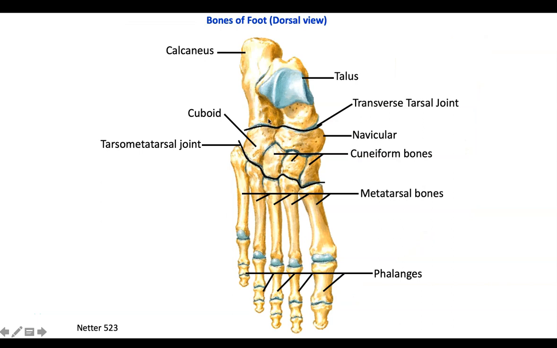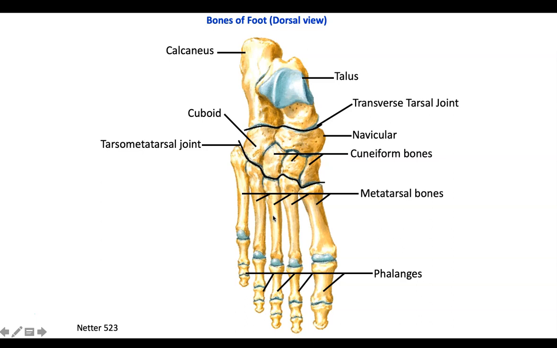There are joints between the bones of the foot. Between the tarsal bones, there is the talocalcaneal joint, which is also called the subtalar joint. This joint is between the talus and the calcaneus. And also there is the talonavicular joint. Together, these three joints are called the talocalcaneo-navicular joint. And also there is the transverse tarsal joint, which is the talonavicular and calcaneo-cuboid joint. And there are some tarsometatarsal joints and intermetatarsal joints.